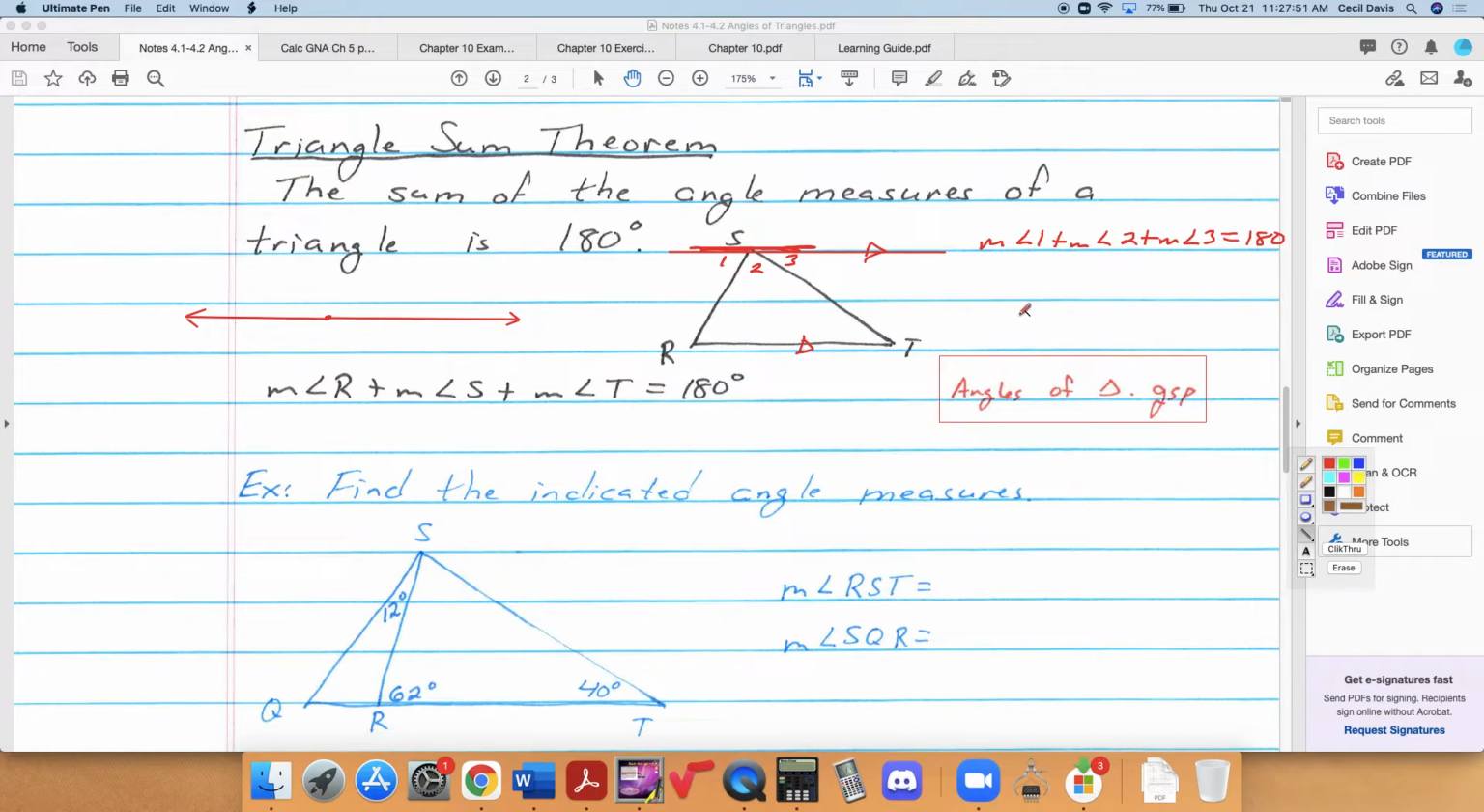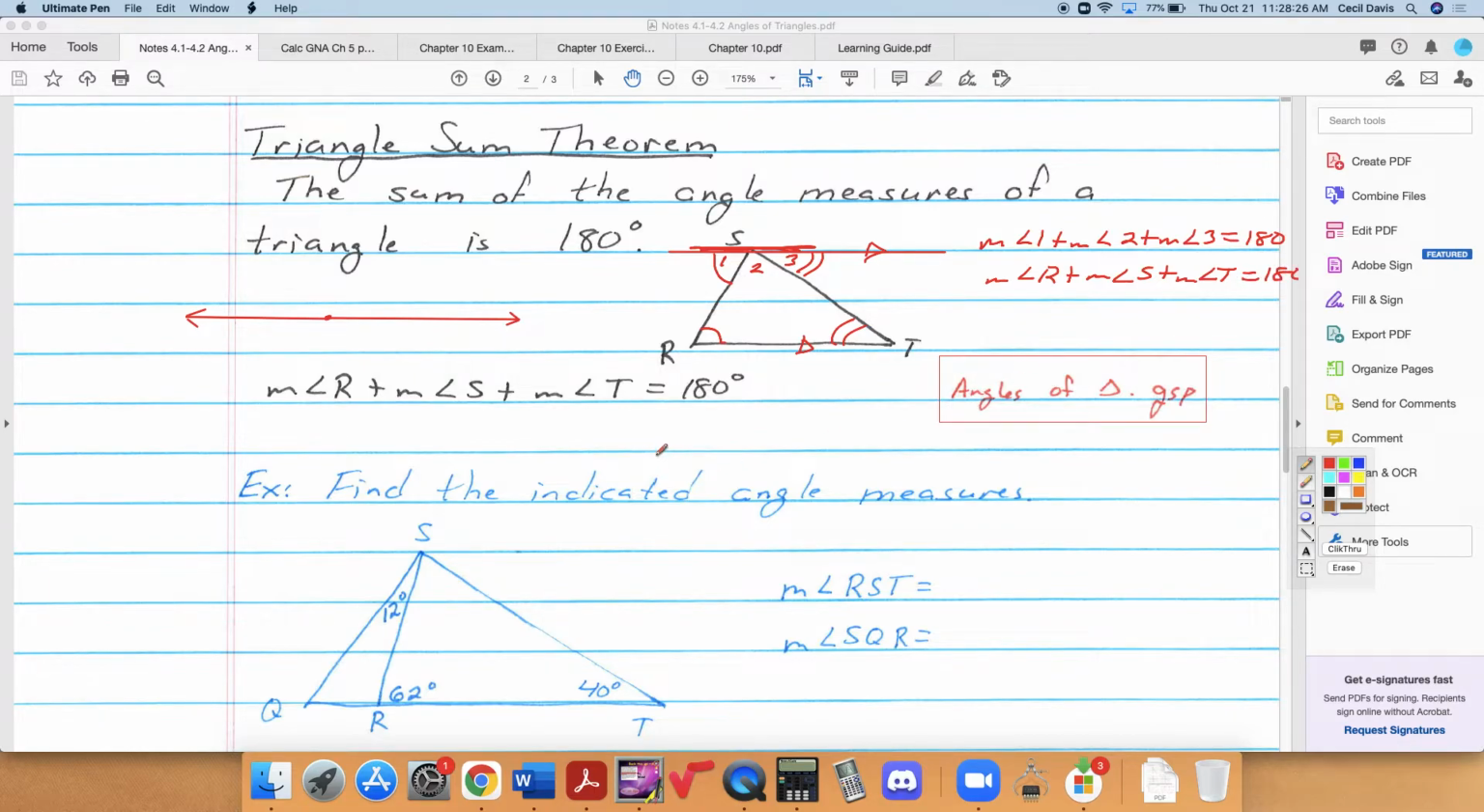All right. So, as Jake pointed out, angle 1, and you could just call it angle R, and angle R are alternate interior angles. So they've got to be congruent because they're formed by parallel lines. Likewise, angle 3 and angle T are alternate interior angles. So that means the measure of angle R plus the measure of angle 2, which we could have called angle S in the original figure before we added other stuff in, plus the measure of angle T is 180.